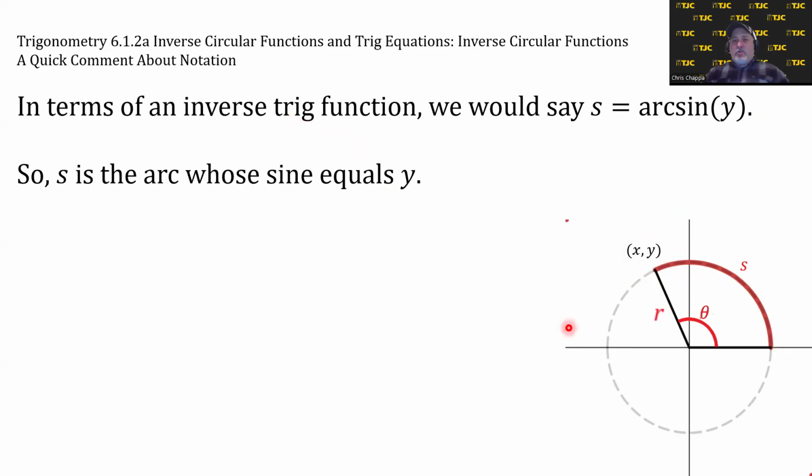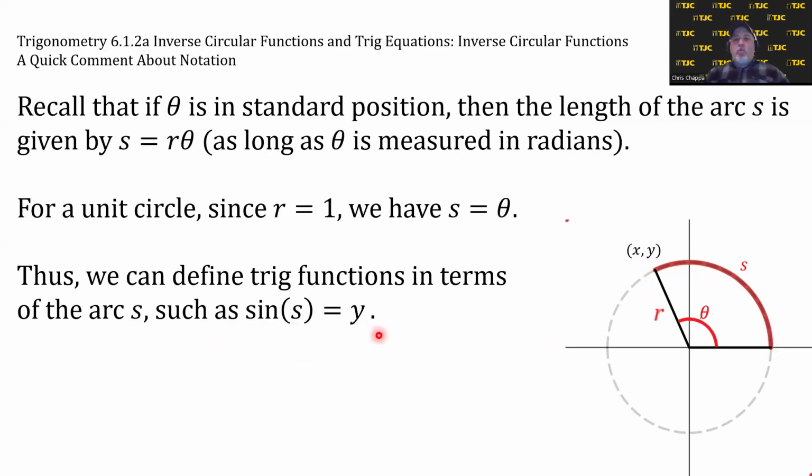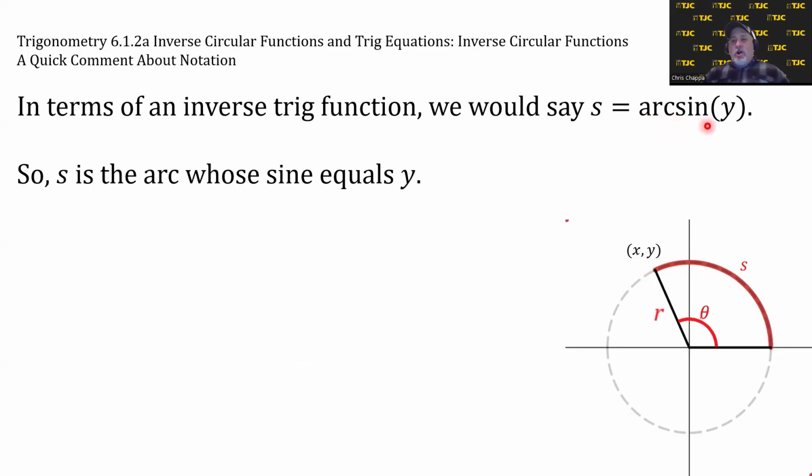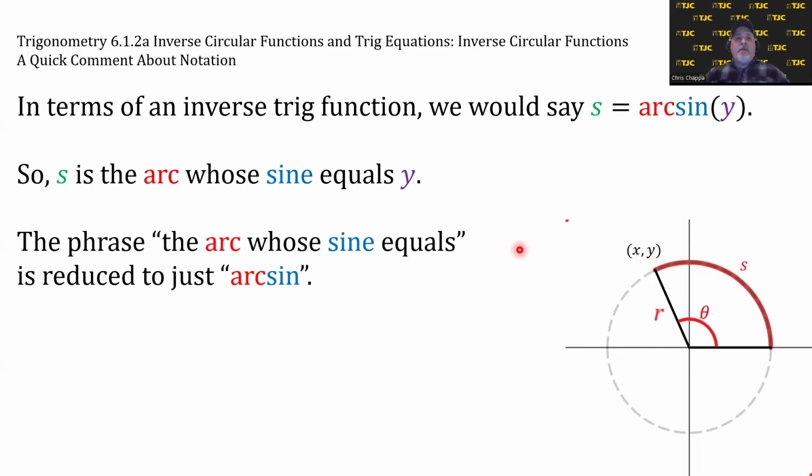In terms of an inverse trig function, instead of saying sine of s equals y, we could say s equals arc sine of y. So s is the arc whose sine equals y. Did you hear it? s is the arc whose sine equals y. The phrase "the arc whose sine equals" is reduced to just arc sine. And that's where the phrase arc sine comes from. Arc sine of y is the arc whose sine is y.